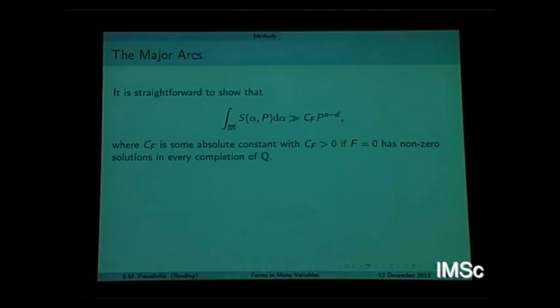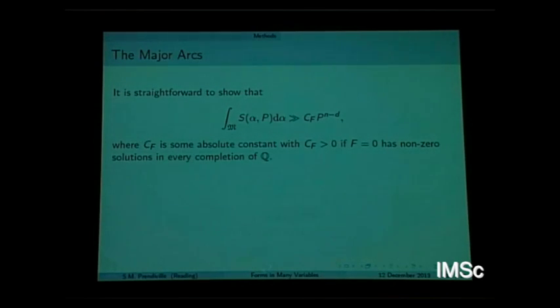But what's nice on the major arcs is that standard number theory and a little bit of analysis shows that you can prove this is bounded below by some constant C_f times P to the power n minus d, something that grows with P. So as the size of our box increases, this term gets larger, provided the constant's non-zero. And the constant is definitely non-zero if f has local solutions, so if there are non-zero solutions in every completion of Q.